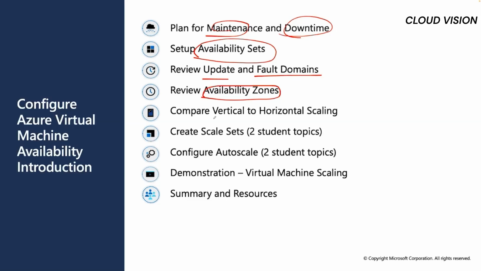We also compare vertical and horizontal scaling. Personally, I prefer horizontal scaling, because with vertical scaling you're increasing resources on a single VM, and it requires downtime as well. And we need to create scale sets. I would say this is something you can take as homework and try to learn. Also learn about auto scaling, try doing the scaling yourself, and see how that works.